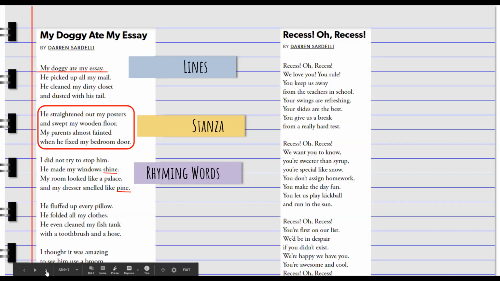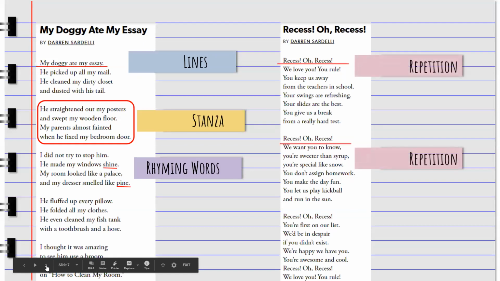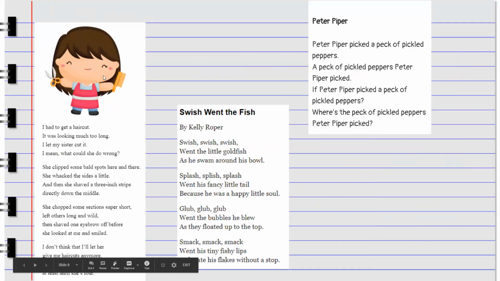All right, so this poem shows repetition. They repeated the words recess, oh recess, every stanza. So that is repetition, when you repeat things over and over. All right, let's talk about our other poems. We're going to skip this poem.